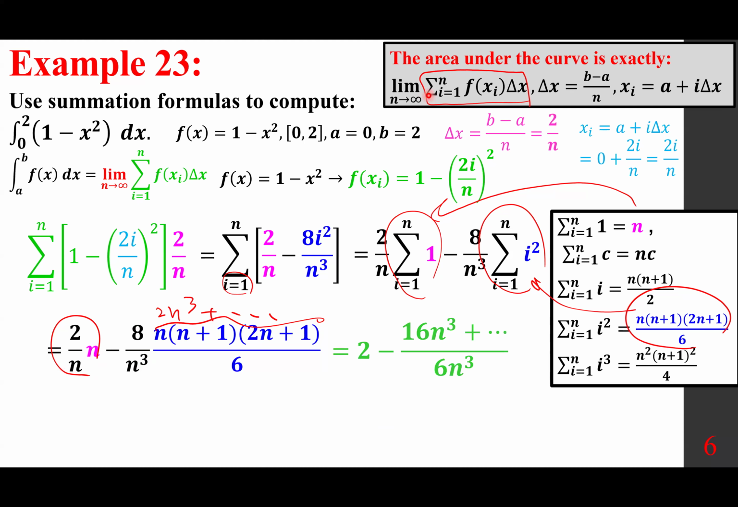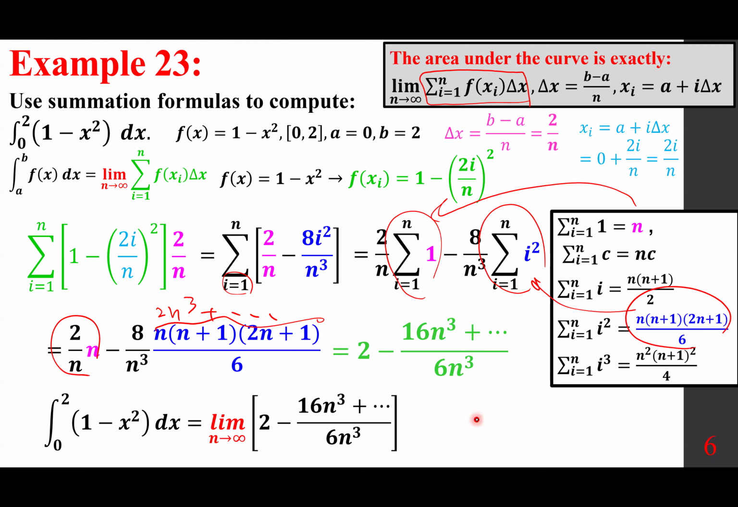Because now I'm going to put it into the limit. So let me take the limit of this expression. So the integral of 0 to 2, 1 minus x squared dx is the same as the limit of this expression as n goes to infinity. And because this is a rational expression, you have to divide by the highest degree term in the denominator, namely n cubed, because they are the same, this becomes 16 over 6.